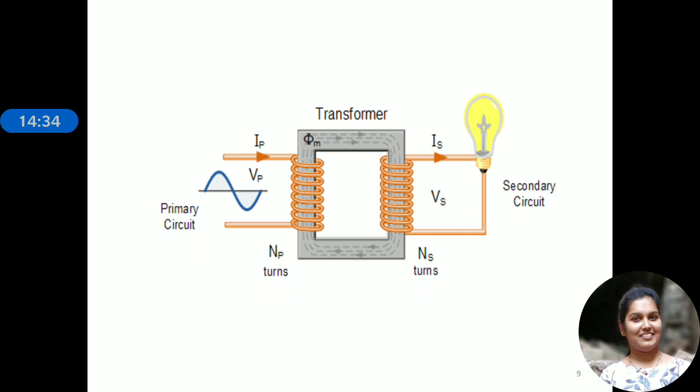Here you can see a rectangular thing that is called the core. On the core we have two windings. On the left side there is one winding, we call it the primary circuit. On the right side we have another winding which is connected to a bulb, and we call it the secondary circuit. So this is how a transformer looks like. That is, it will have a core, and on the core two different windings will be there, and the mutual induction property will be there in the transformer.